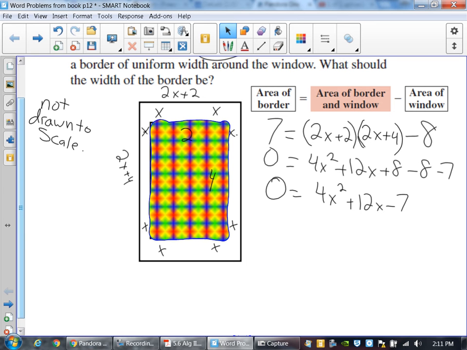First thing I always ask myself is, can I factor it? What's 4 times negative 7? What times what is negative 28 that you add together to get positive 12? Negative 2 and 14. So I can factor this rather quickly without going through the whole process of completing the square. I have 4x squared minus 2x, then plus 14x minus 7.